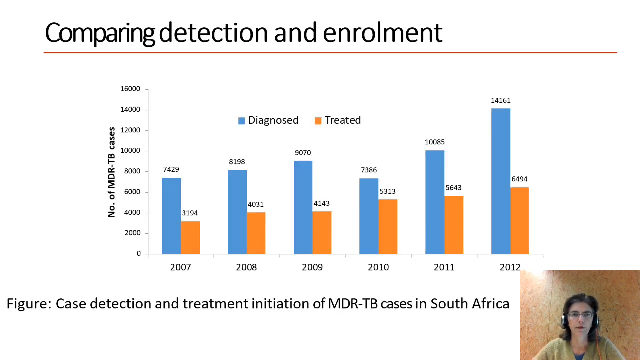In this graph, you can see the comparison between detection and enrollment. So the graph shows the cases detected and started on TB treatment in South Africa from 2007 to 2012. And you can see in blue the number of patients that were diagnosed with MDR TB and the number of patients that were started on treatment.